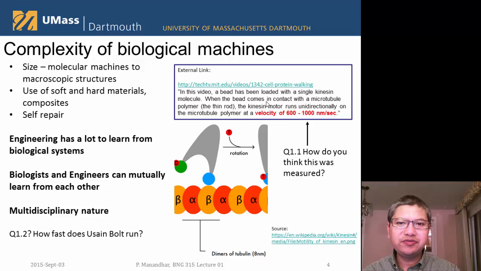So after watching this video of a single kinesin molecule walking along a single microtubule polymer molecule, what you'll see in the caption is that the velocity is calculated to be 600 to 1000 nanometers per second. There's also an artist's rendition of this going around, and a video that is about 7 minutes long. If you haven't watched it before, I encourage you to watch that video too.